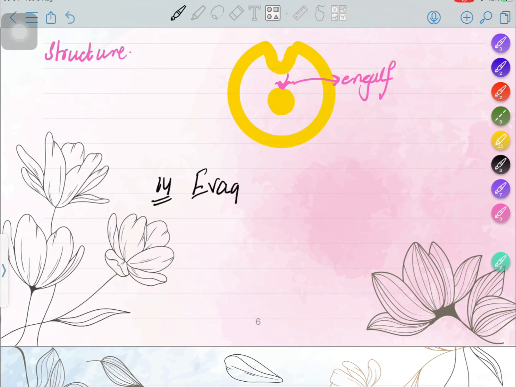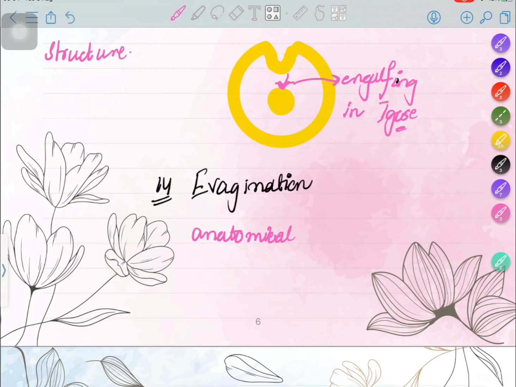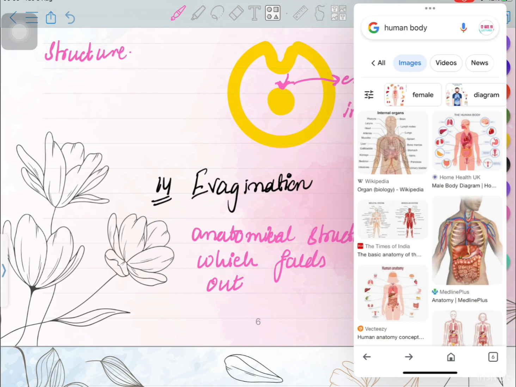Now the fourth one which we're going to talk about is evagination. Evagination means something that folds out, throws out, spits out. So engulfing is what's coming from IGCSE, which you have learned in your high schools. Evagination is when it folds out, when you spit out something. So it is an anatomical structure which folds outwards. For invagination and evagination, I will show you some examples so that it's easier for you guys.